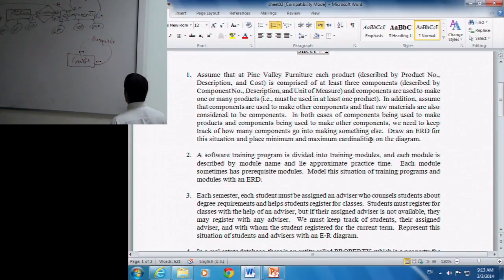When you link a component to a product, how many of these components? You got the point? Yes. So how to express this? It's an attribute of the relationship. Exactly, it's an attribute to the relationship.